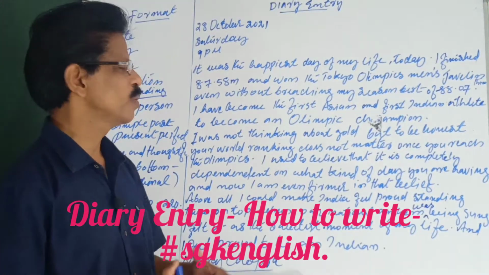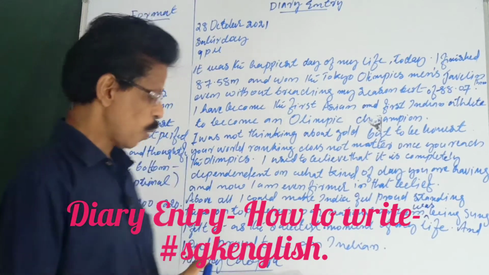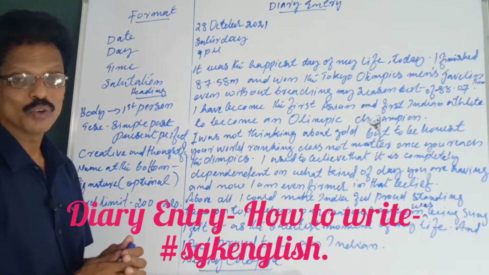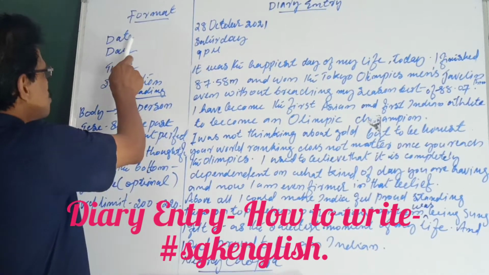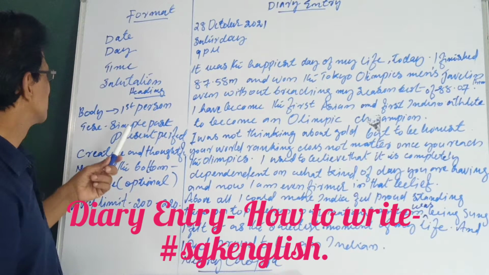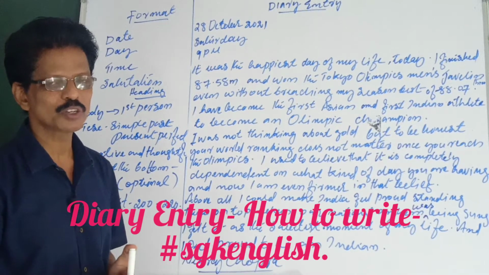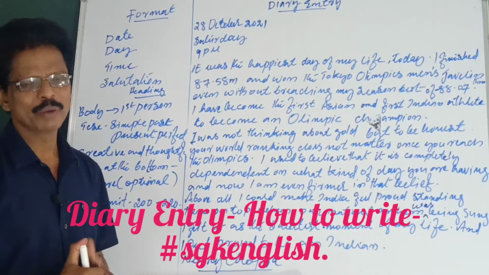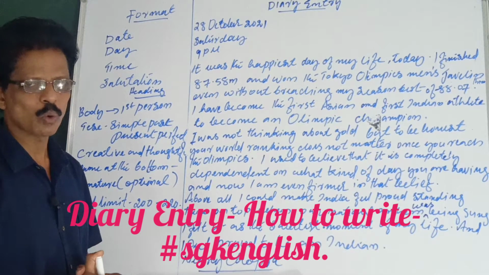Now, let us come to our answer, the examination point of view, diary entry. So, what should be the format of writing a diary? See, first you write date, then down you write day, then time. Okay, date, day, time should be mentioned. Time is not a must, but you can mention it. Generally you write in the evening, maybe 8 o'clock, 9 o'clock, even 10 o'clock. So you can mention the time also.